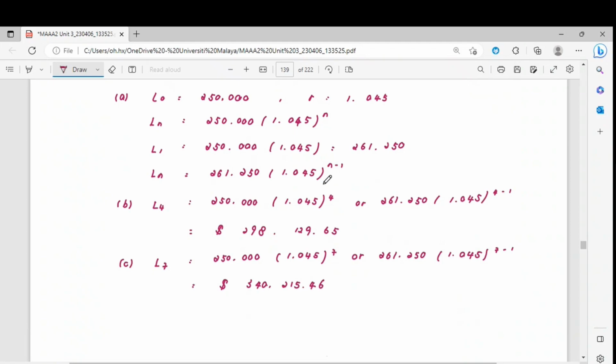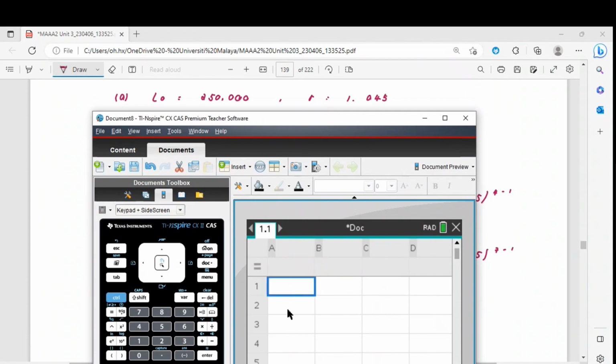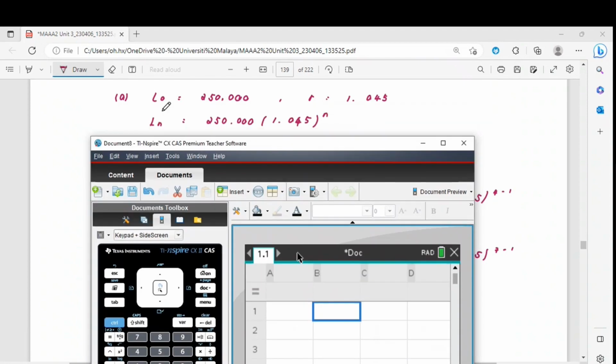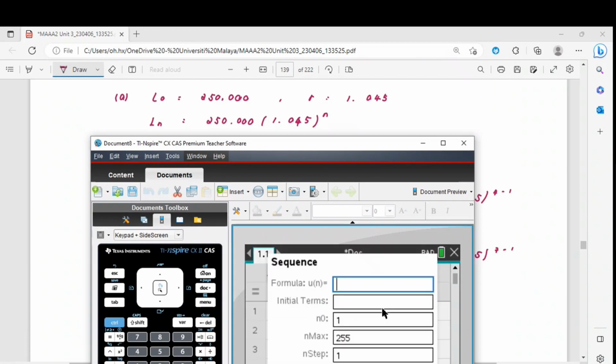So I'm going to show you the recursive rule for this one, and also the nth term rule itself, and also the recursive rule for this one, and also this nth term rule itself. I hope that you get your calculator ready. So let's try this out. I'm going to leave my first column here empty because later I'm going to type something. We are going to try out the first one first, maybe the recursive rule first. When you want to do the recursive rule, it's the same thing: menu, data, generate sequence, right?